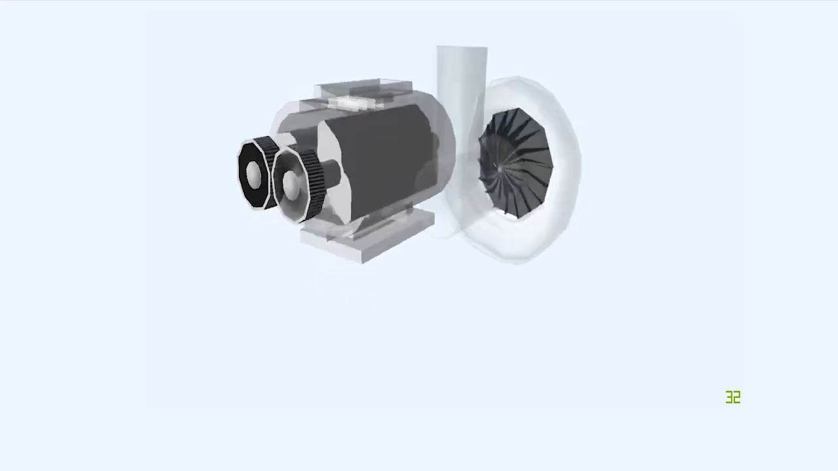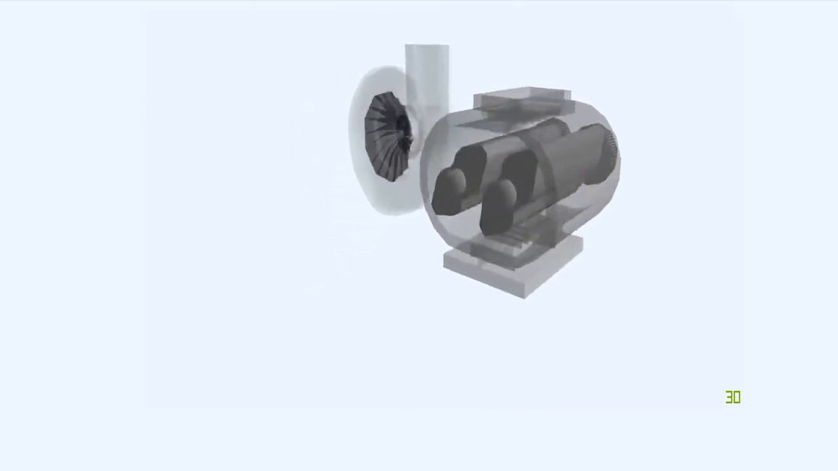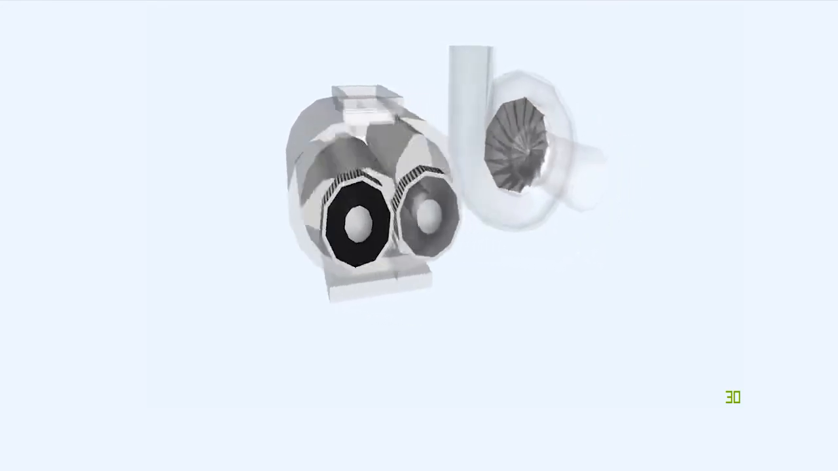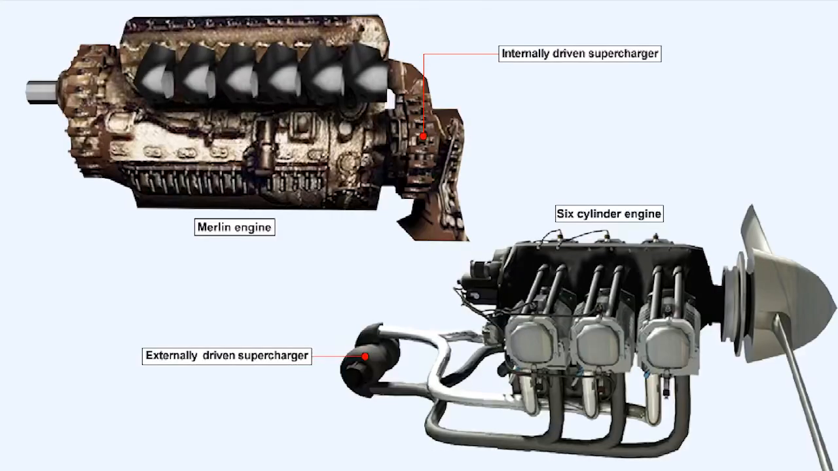Both the Roots-type compressor and centrifugal compressors are used as superchargers on aircraft engines, although the centrifugal compressor, because of its relative simplicity and ease of manufacture, is more commonly used. Although the compressors may be driven by either internal or external means, in some installations a combination of both internally and externally driven compressors may be used.